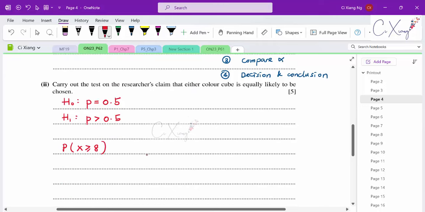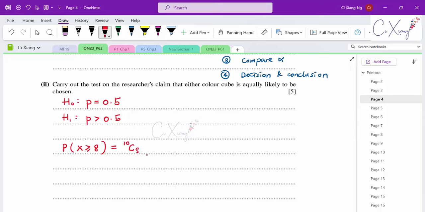X greater than or equal to 8 means we should start from 10C8, then 0.5 power 2 and 0.5 power 8, total is 0.5 power 10. I didn't separate it, I just tried it in a shortcut way. Then 10C9, x equals to 9, 0.5 power 10. Then 10C10, 0.5 power 10. Then just use the calculator to help you a little bit.